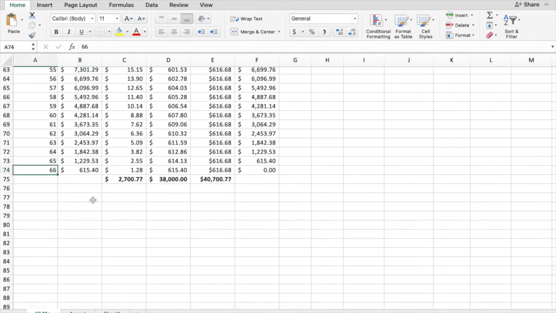So, looking at this, after all of those payments, after 66 payments of $616.68, we have made total payments on this vehicle of $40,777. We borrowed $38,000, and so my total interest cost is $2,777.